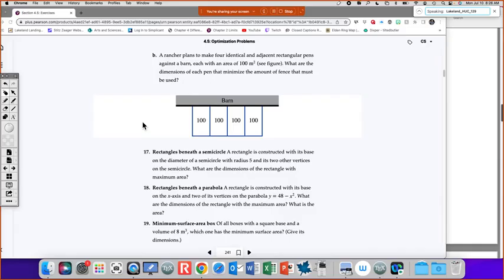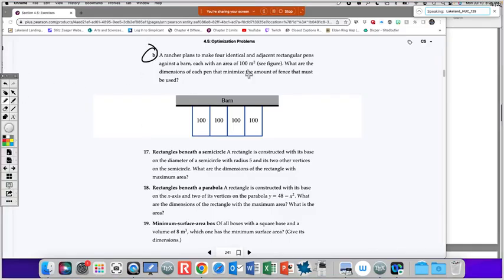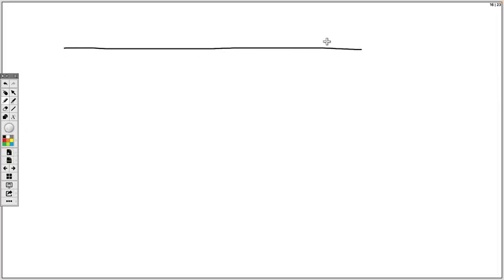So now I got a rancher plans to make 4 identical and adjacent rectangular pens against a barn, each with an area of 100 square meters. What are the dimensions of each pen that minimize the amount of fence that must be used? Okay. So now, instead of telling us how much fence you have, maximizing the area, now they're telling us what the area should be. We're trying to minimize the amount of what? Fencing.